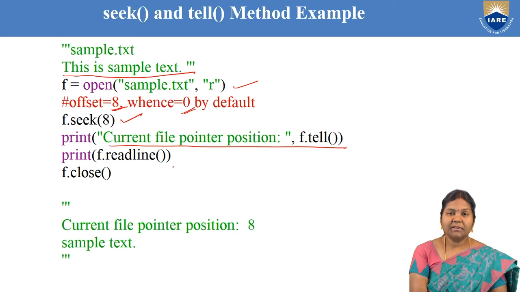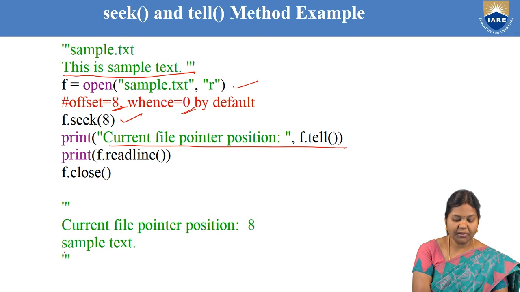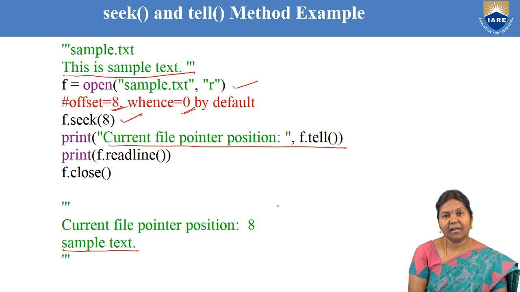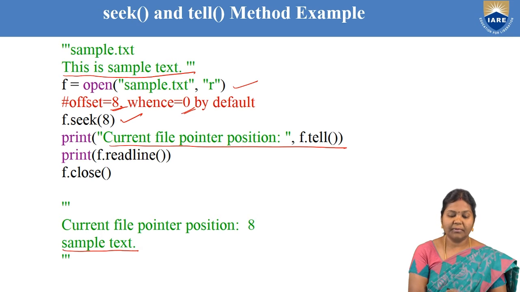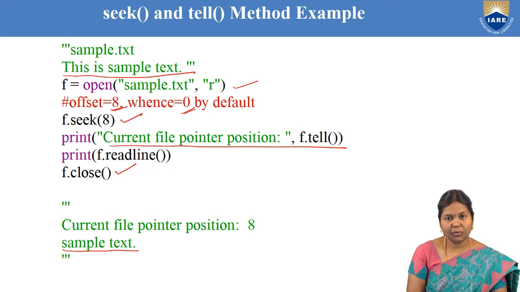Now, if I use the f.readline method, then you can see that from the 8th character onwards, it will read the remaining line from the file. So you can see the output is: sample text. From the 8th character onwards, the remaining part of the line, that is sample text, is the output. And the file which you have opened, you have to explicitly close by writing f.close. Otherwise, you can replace this with the with statement while opening the file itself.